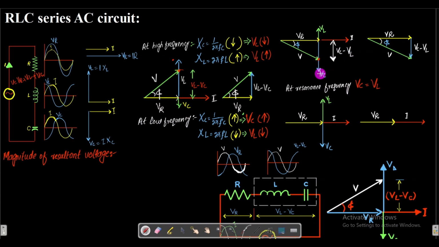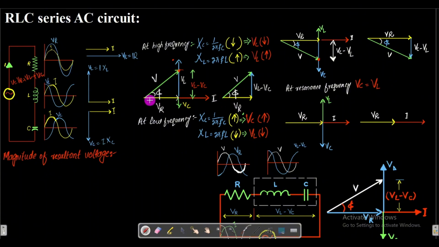So this whole is VC. If we subtract this VL, it will go to this point. Therefore, from here to here, this is VC minus VL. Now this is that same scenario. We have that triangle. This side is VR, this is phi, this is the resultant V, and this is VC minus VL. And at resonance frequency, VC will be equal to VL.